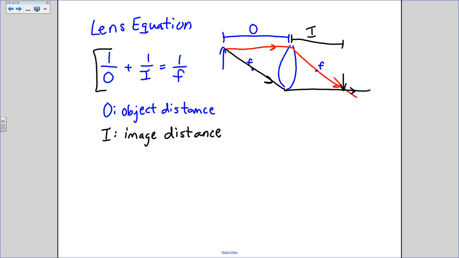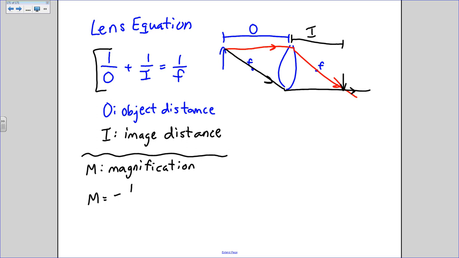There's another thing. Whenever you have these lenses, it's very useful to know the magnification. M is the magnification, and M is equal to negative I over O. All right, the magnification is also equal to the image height over the object height. So H prime is the image height, and H is the object height.